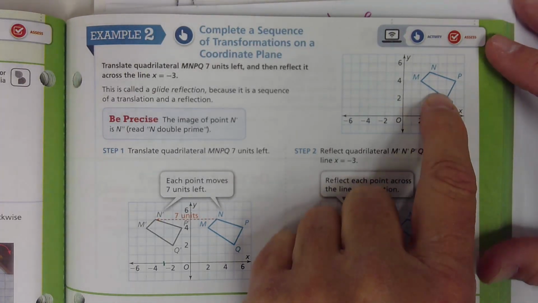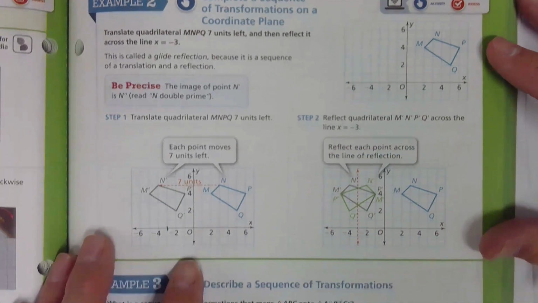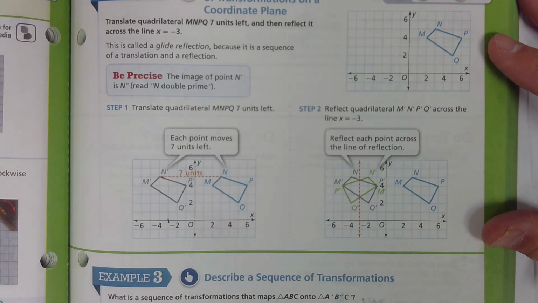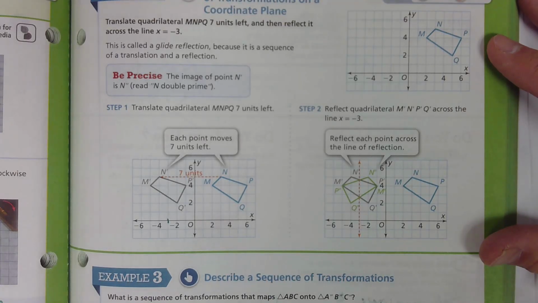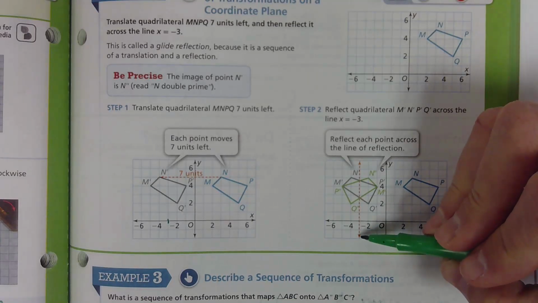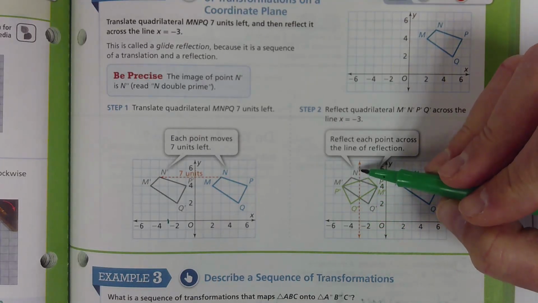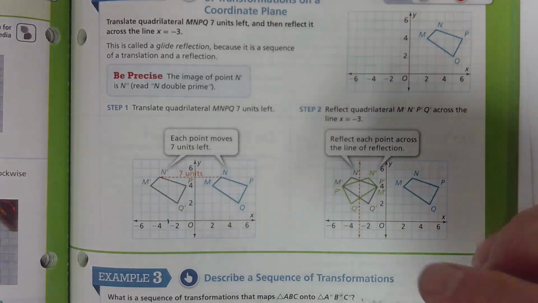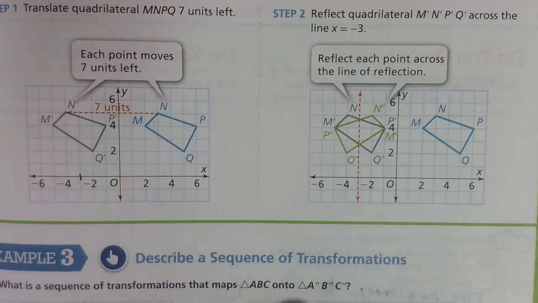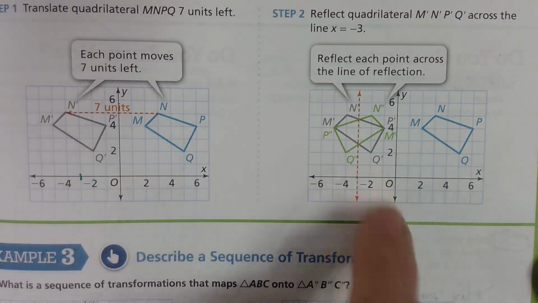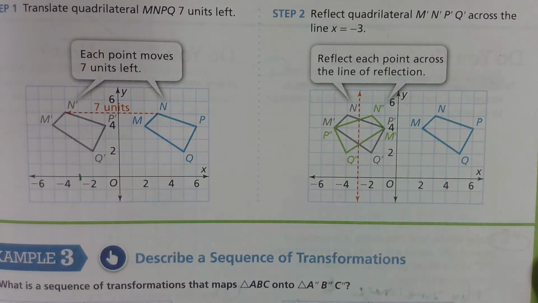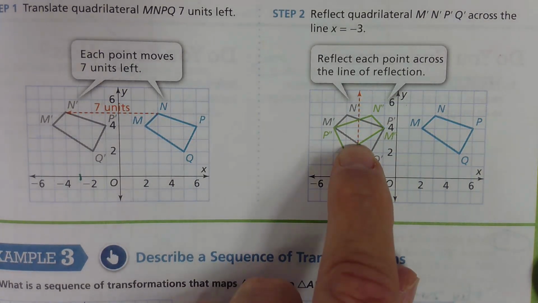So here's the quadrilateral, and they've moved it 7 units. And then it says reflect it across line X. X is -3, and so they've given us a nice red dotted line where X is -3, which would pretty much be right in the center of that figure. And so the figure just kind of reflects across itself. And so then you've got a new point of location for M, N, P, and Q. And so they've drawn that there for you.